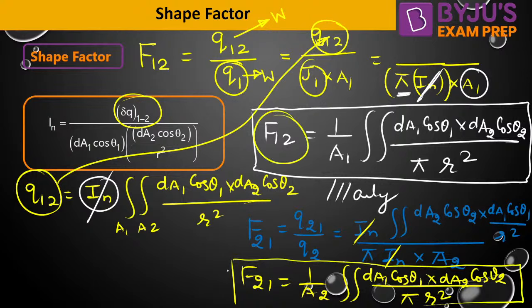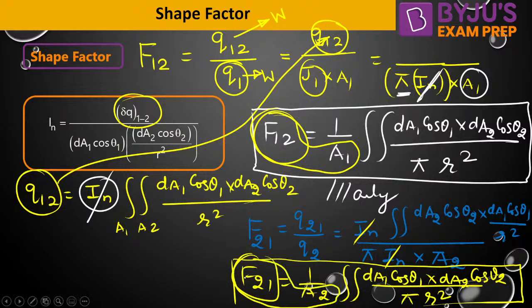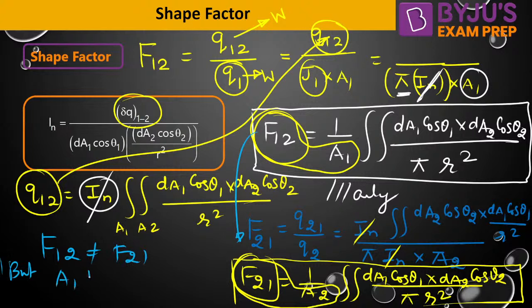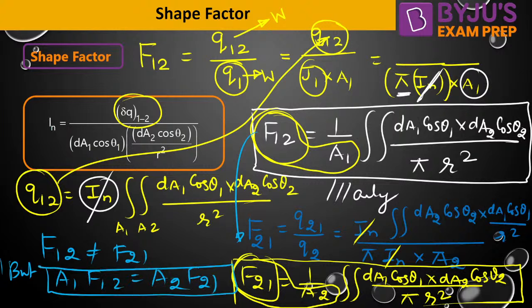So F122 is not equal to F221, isn't it? But yes, A1 multiplied by F122 is definitely equal to A2 multiplied by F221. Is this clear or not? F122 is not equal to F221, but A1 multiplied by F122 is equal to A2 multiplied by F221. What is this called? Can anybody let me know what that is called?